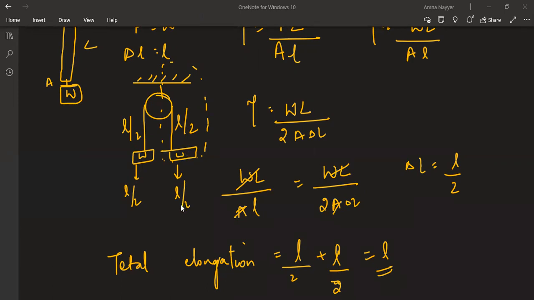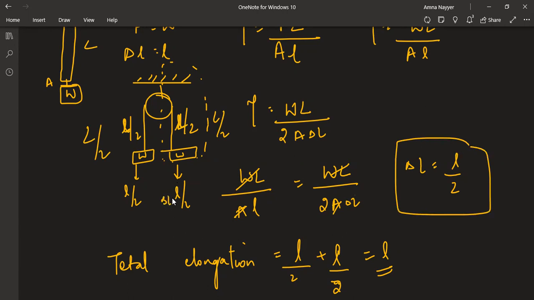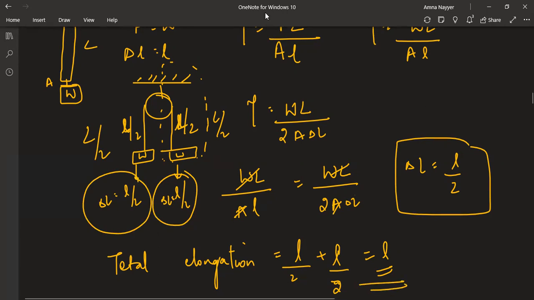Let me tell you this. See, this L by 2 is actually the total length by 2. You can make it as capital L by 2 also. This length is capital L by 2, capital L by 2. Whereas after this calculation, the elongation comes out to be small l by 2. So if this side is l by 2, this side is l by 2, you will get total elongation as l. Understood? Or should I repeat once more?